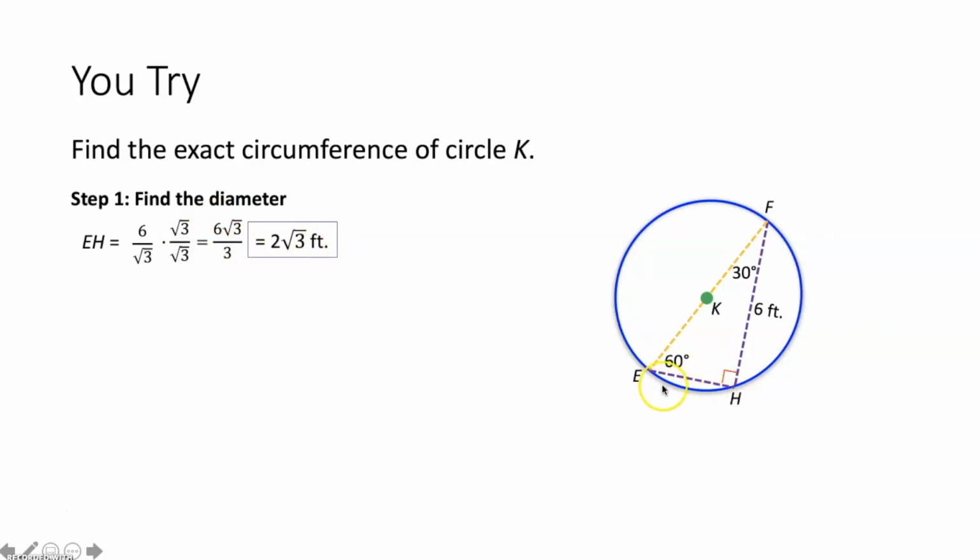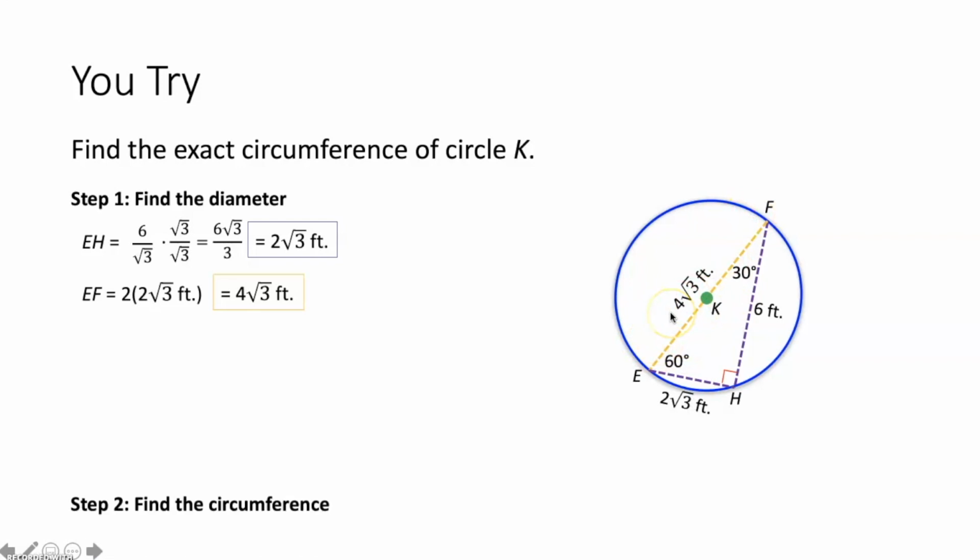That's going to be the measure of our short leg, but that is not our diameter. Remember, the diameter in a 30-60-90 degree triangle is equal to 2 times the length of our shorter leg. So what is 2 times 2 rad 3? Well, we just multiply the 2 and the 2 out front and we get 4 rad 3 feet. That's going to be the measure of segment EF, our diameter over here.